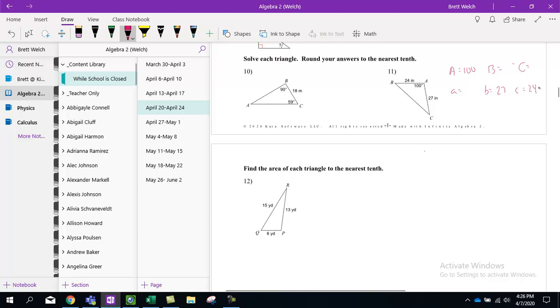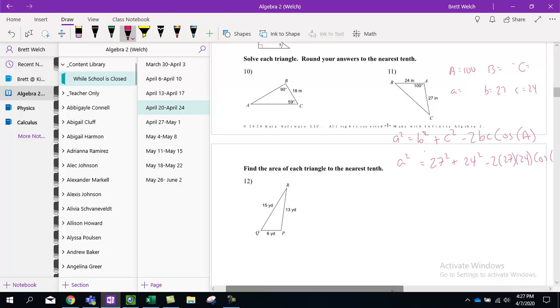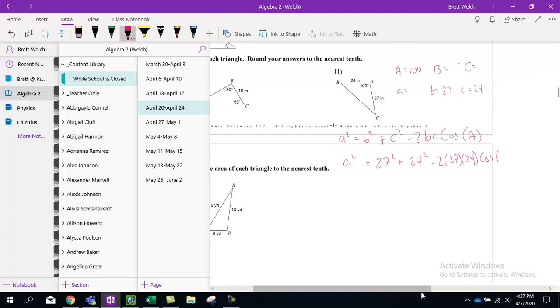Now, because I don't have both a's, both b's, or both c's, I'm left with the law of cosines. Now, you may or may not remember, but the law of cosines should look like this. A squared equals b squared plus c squared minus 2bc cosine of big A. Notice you're looking for little a, which is right here. So I can say that a squared equals little b 27 squared plus 24 squared minus 2 times 27 times 24 cosine of my angle, 100 degrees.